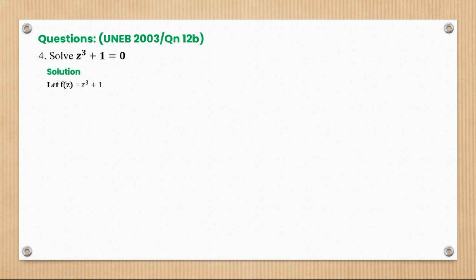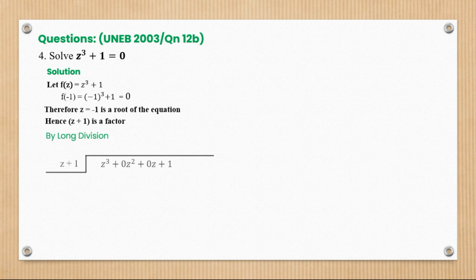So when we put a negative 1, that's what worked. So f of negative 1 is 0. So that means z equal to negative 1 is a root of the equation. So hence z plus 1 is a factor. Alright, so by long division, we're going to do a long division of this. So we have this and this.